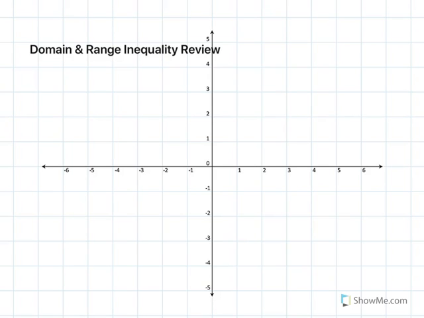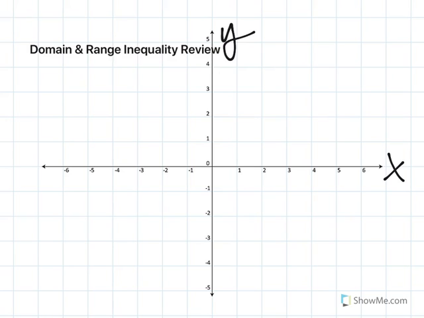Okay, we know that the domain is the input or the x value, and the range is the output or the y value. We also call them the independent variable and dependent variable. So domain, range, x, y, input, output, independent variable, dependent variable. So let's just do a quick inequality review.